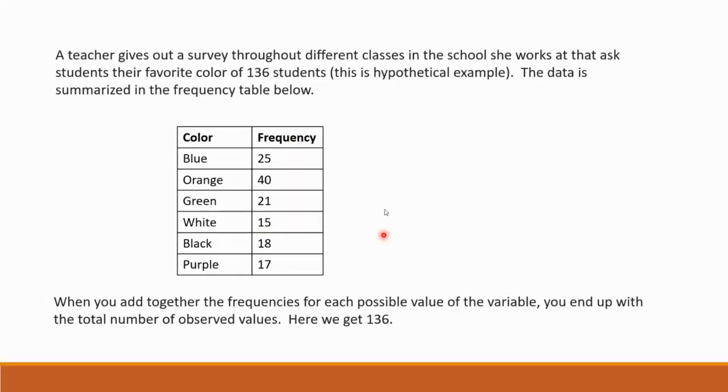So this is a frequency table. These are the results, and you can see it is a way of visually showing you the results. And as you would expect, if you were to add up these results, you would end up with 136. It's kind of what you expect, because 136 students responded. So that's the frequency table.